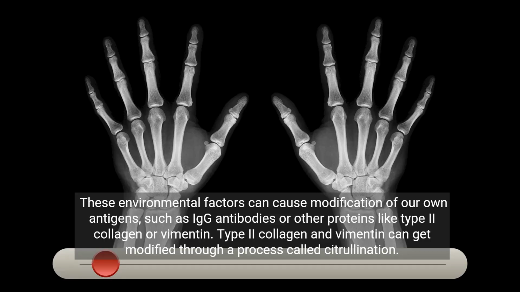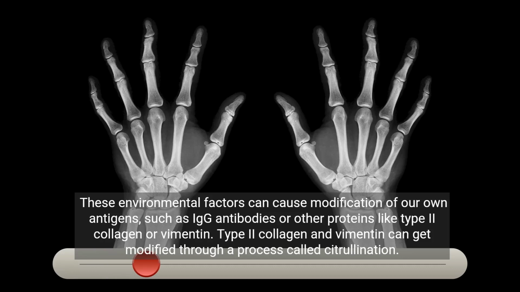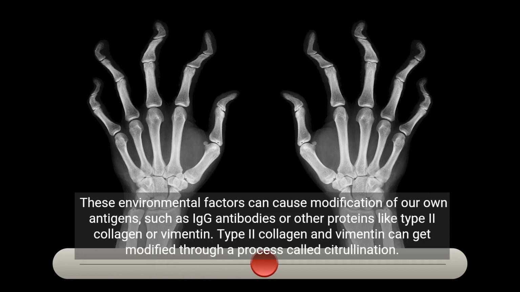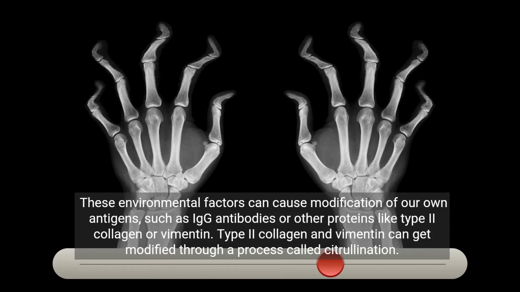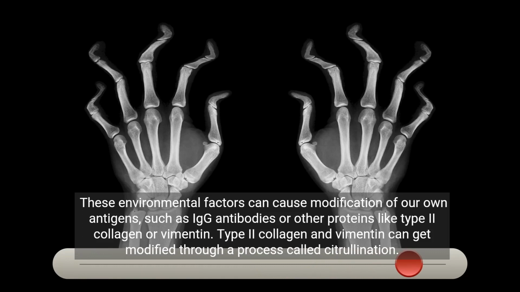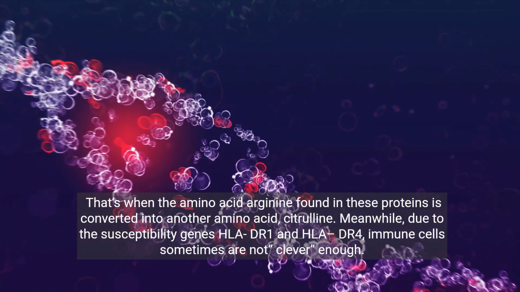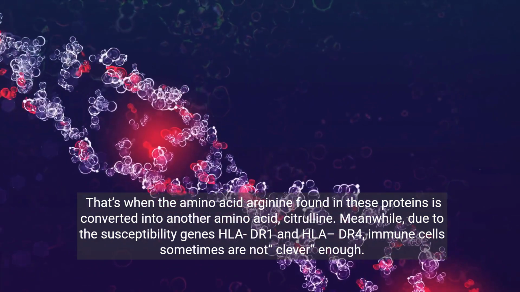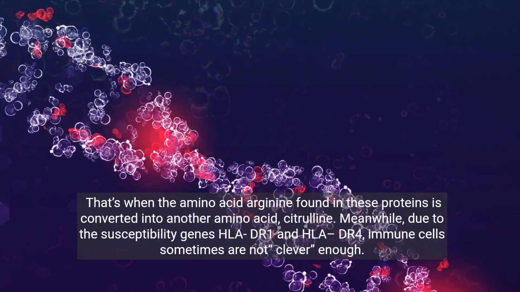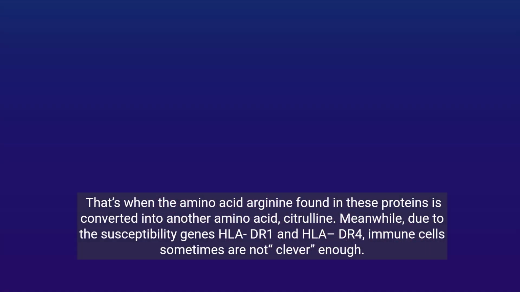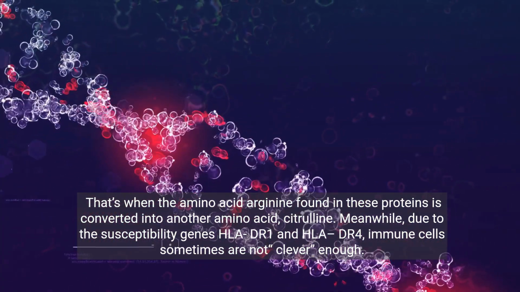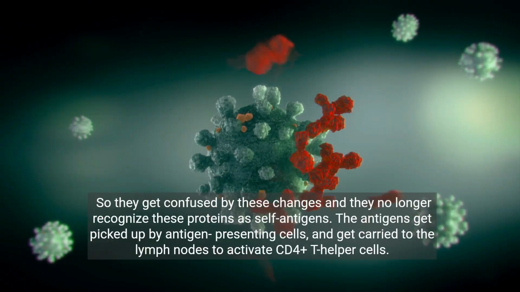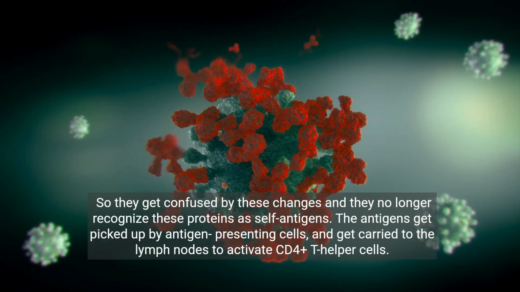These environmental factors can cause modification of our own antigens, such as IgG antibodies or other proteins like type 2 collagen or vimentin. Type 2 collagen and vimentin can get modified through a process called citrullination. That's when the amino acid arginine found in these proteins is converted into another amino acid, citrulline. Meanwhile, due to the susceptibility genes HLA-DR1 and HLA-DR4, immune cells sometimes are not clever enough, so they get confused by these changes and they no longer recognize these proteins as self-antigens.